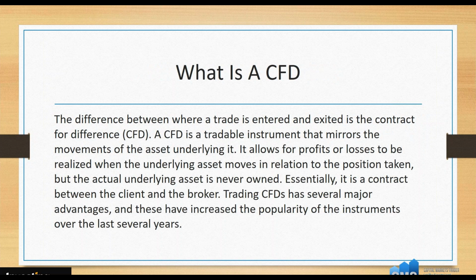Now, the difference between where a trade is entered and exited is a contract for difference, plain and simple. A CFD is a tradable instrument that mirrors the movement of the asset underlying it. It allows profits and losses to be realized when the underlying asset moves in relationship to the position taken. But the actual underlying asset is never owned.